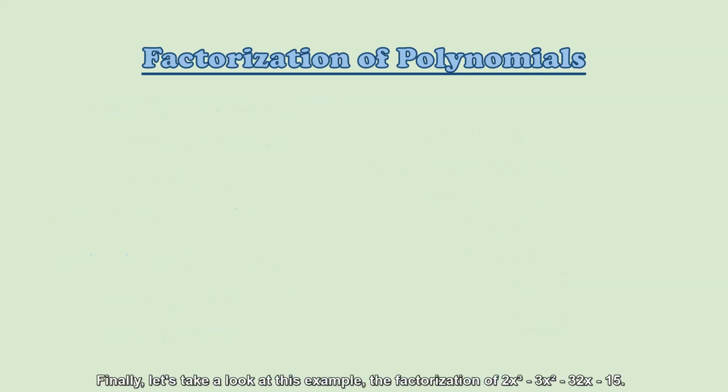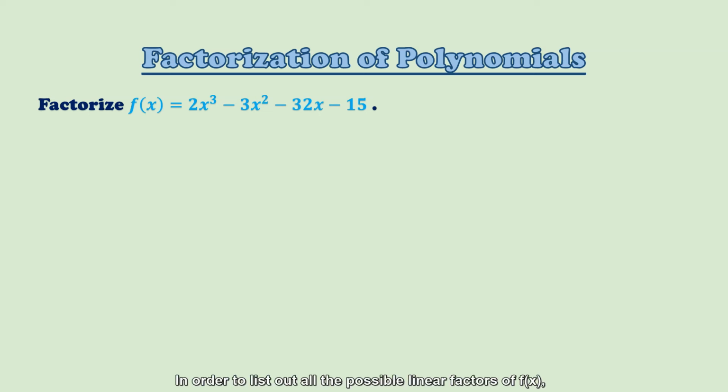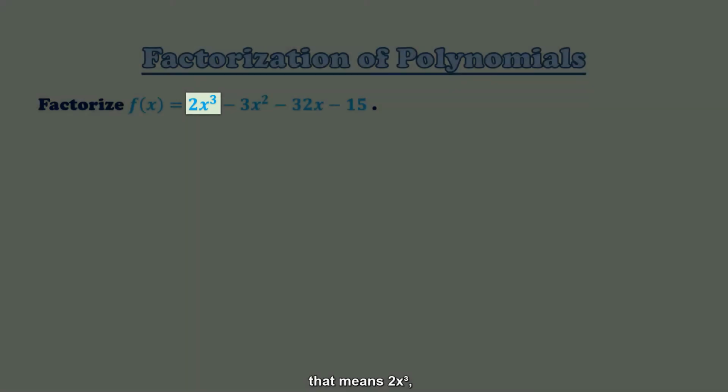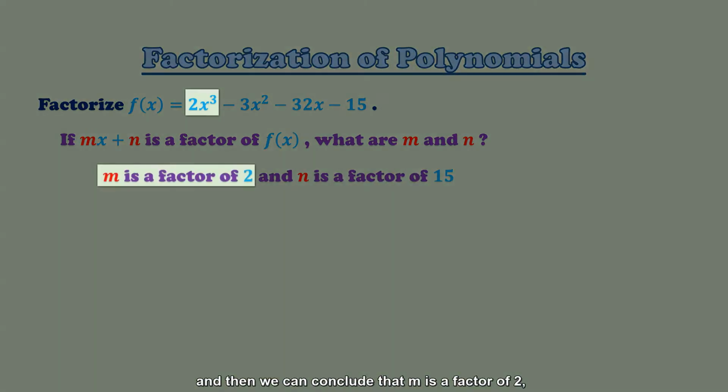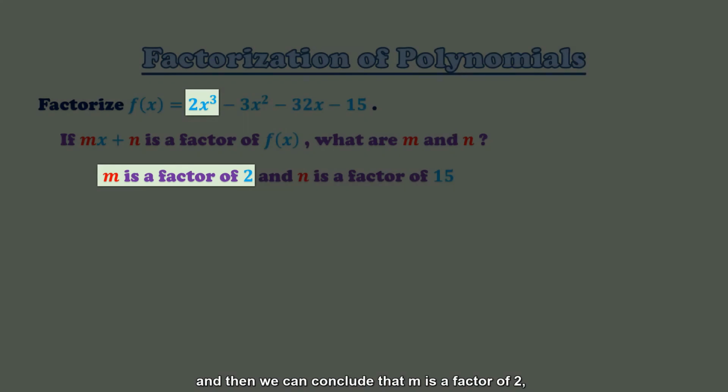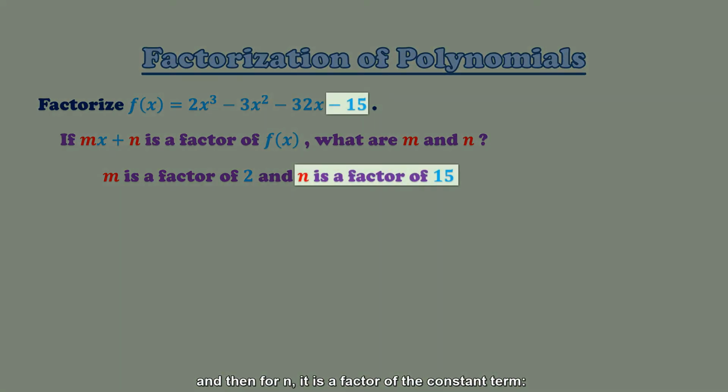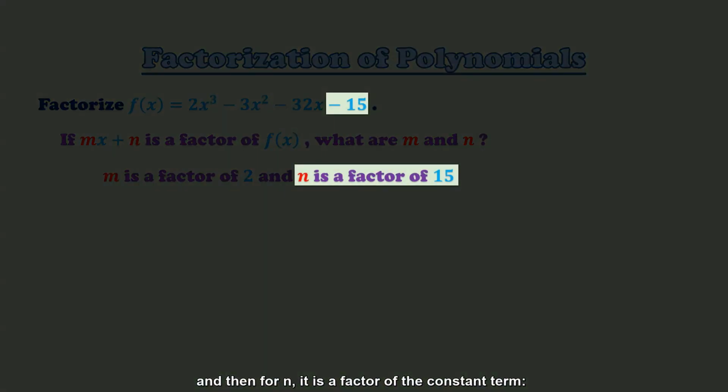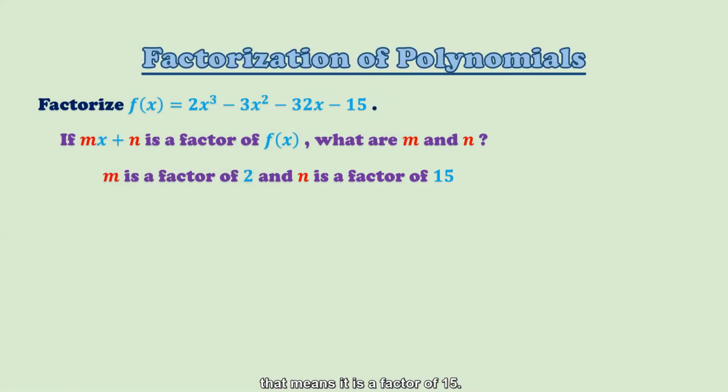Finally, let's take a look at this example, the factorization of 2x^3 - 3x^2 - 32x - 15. In order to list out all the possible linear factors of f(x), first of all, we take a look at the coefficient of the term with the highest degree, that means 2x^3. And then we can conclude that m is a factor of 2. And for n, it is a factor of the constant term, that means it is a factor of 15.